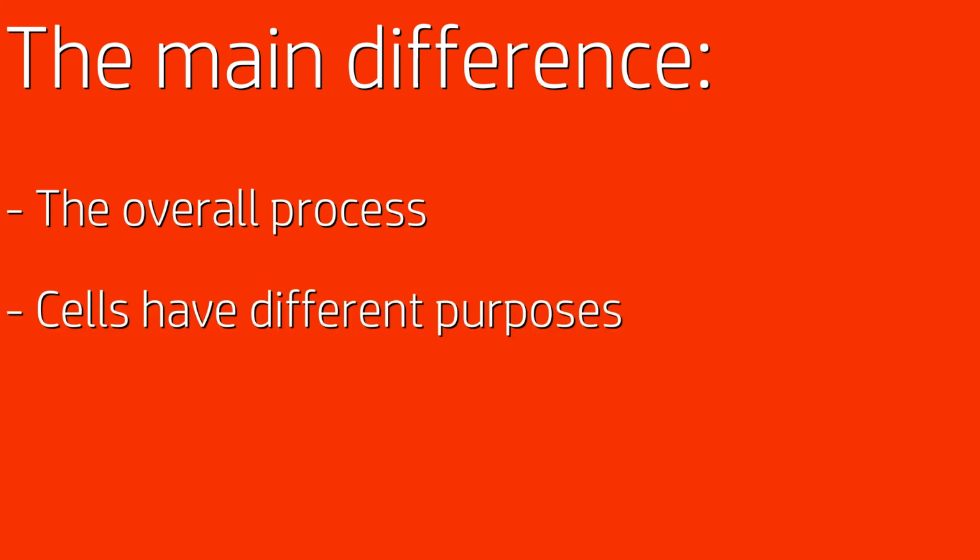As we saw throughout the video, the main difference between the two is first of all the overall process, seeing that in meiosis, PMAT is done twice. And then there's the purpose of creating new cells. While in mitosis, new cells are created to help with growth or to replace damaged cells, meiosis' purpose is to create life.